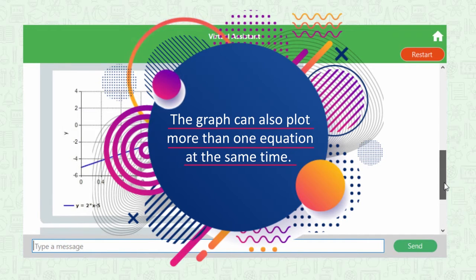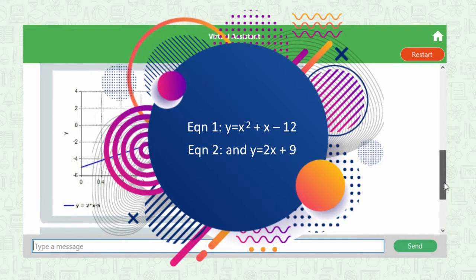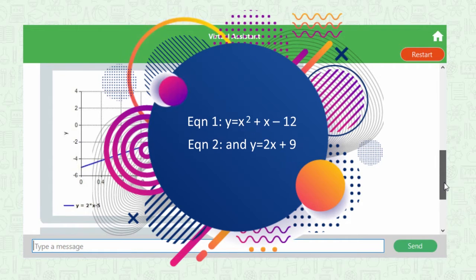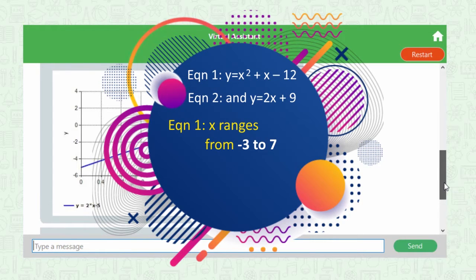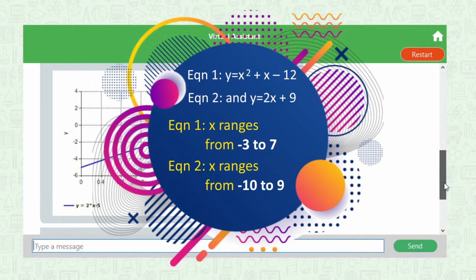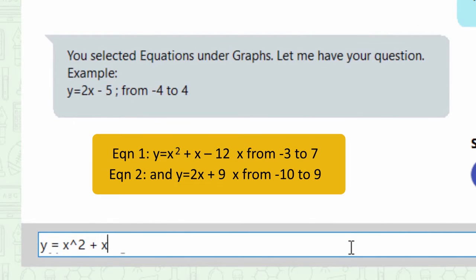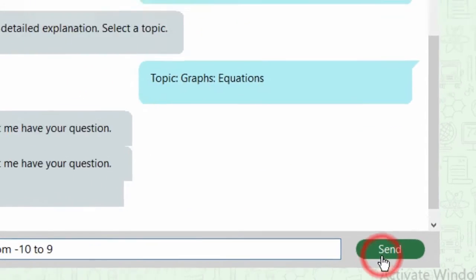For example, let's assume we have two equations. Y equals x raised to power 2 plus x minus 12 and y equals 2x plus 9. The range of x for the first equation is from -3 to 7, and the range of x for the second equation is from -10 to 9. This will be typed as follows. Click send.